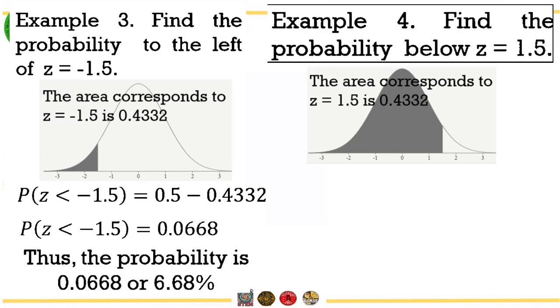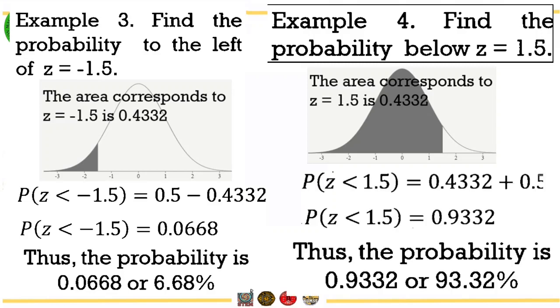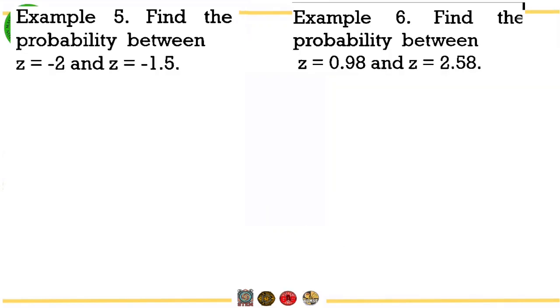Will you add 0.5? Will you subtract 0.5? So that's the probability of z value below 1.5 is 0.9332 or 93.32%. Clear? So next, find the probability between z is equal to negative 2.